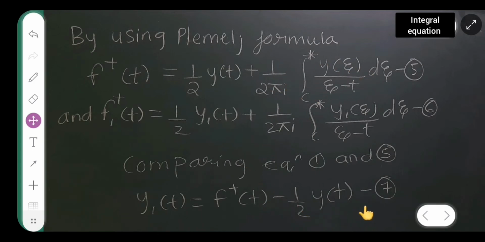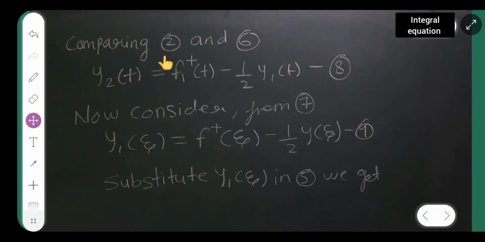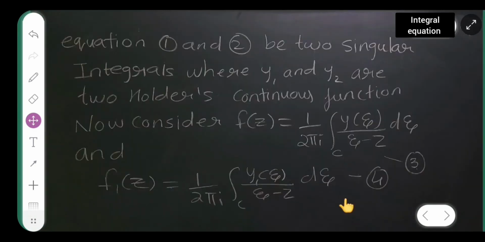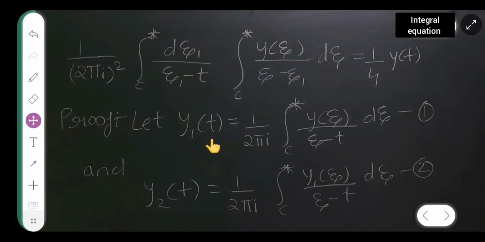Now I'll turn the page. Similarly, I'll have to compare 2 and 6, meaning I have to compare this. Now what is my 1 upon 2 pi? This y1 of xi upon xi minus t d into dxi is nothing but, I have to compare it with 2, no? y2 of t, this.